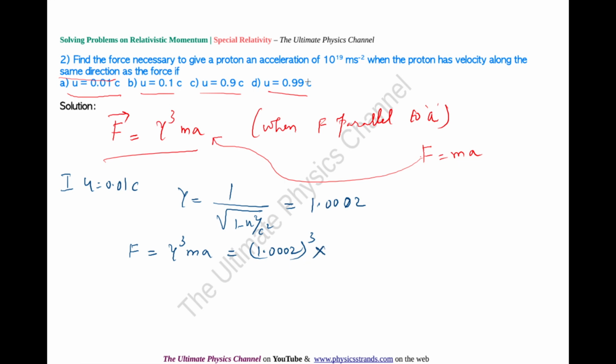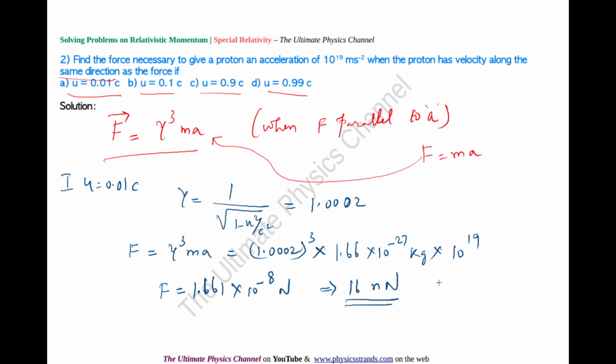This is a proton, right? Here it is mentioned as proton. Its acceleration is given as well. So proton mass is 1.66 into 10 power minus 27 kg times its acceleration 10 power 19. If I put these numbers, I'm getting my force as 1.661, let's say that is, into 10 power minus 8 newtons, which is roughly 16 nanonewtons. So that is the force necessary to give a proton an acceleration from rest to a velocity of about 1/100th of the speed of light, 0.01c.